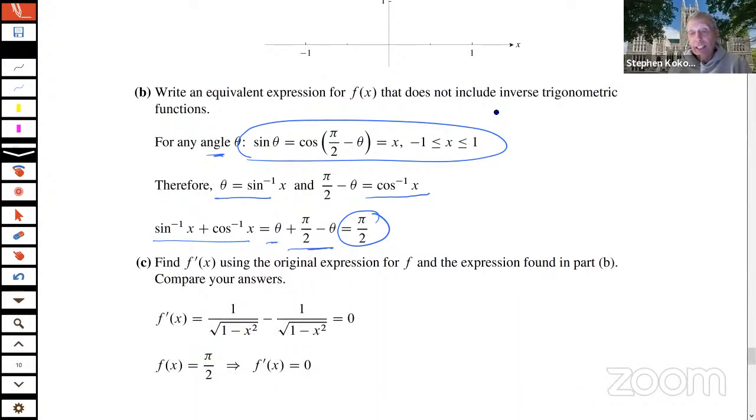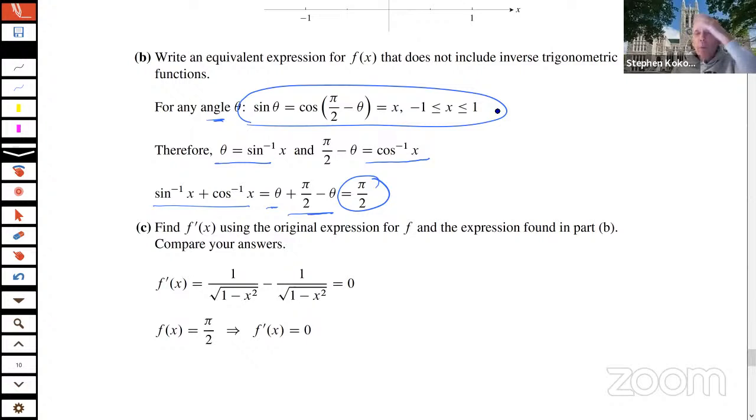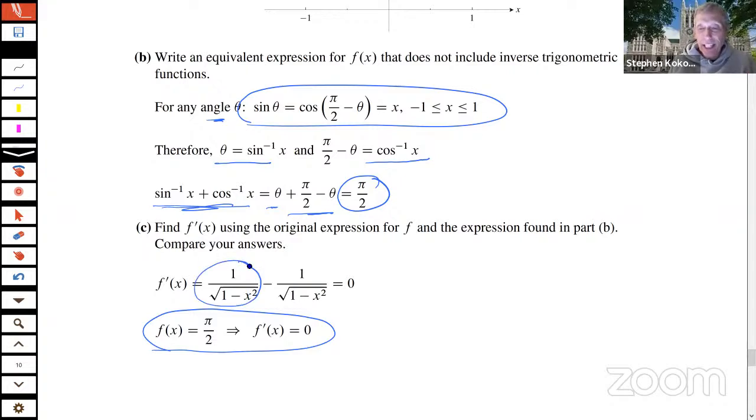And finally, down here in part C, well, wait a minute. What would happen if we took the derivative of those two expressions? The easier one, I think, is if we have a constant function, we know the derivative of any constant function is just plain 0. But if we take the derivative of this original one, the derivative of the sine inverse was this, and the derivative of the cosine inverse was, wait a minute, the same thing except the opposite. If we add those two together, we do indeed get 0.